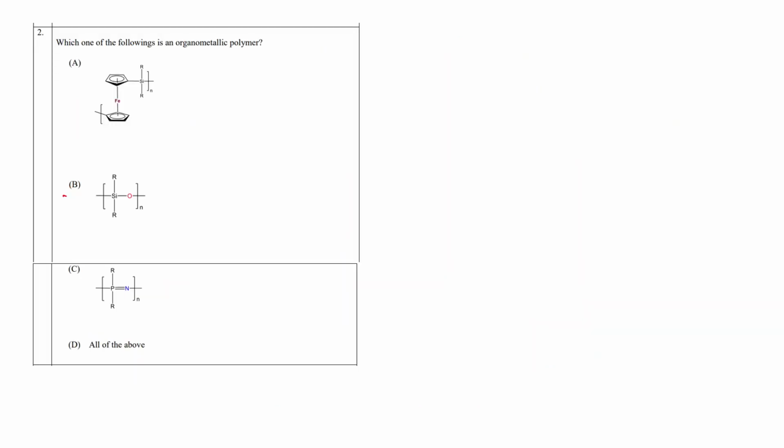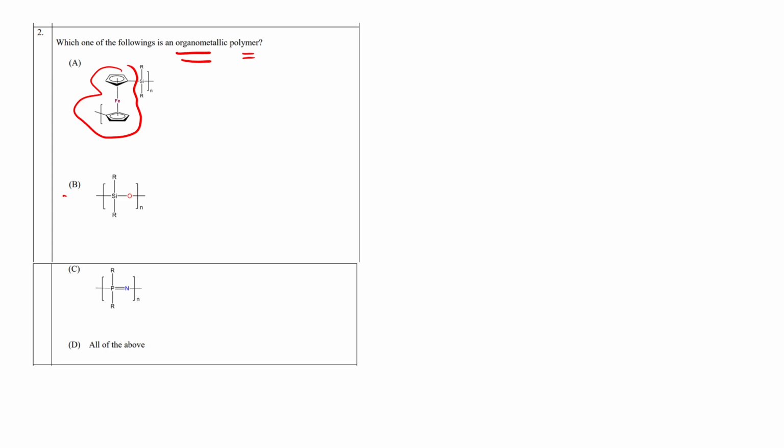Now coming to this one. They asked about organometallic polymer, so it is very easy. We have learned and read many things about this kind of catalyst. This is the sandwich molecule we have read. A ferrocene-type scaffold is there. So it is an organometallic molecule, obviously.